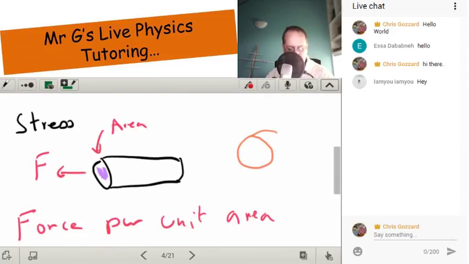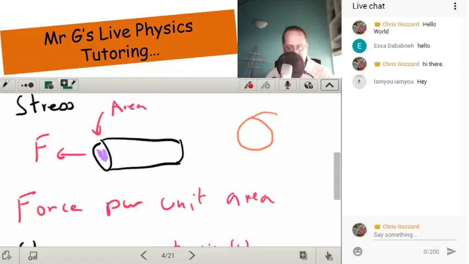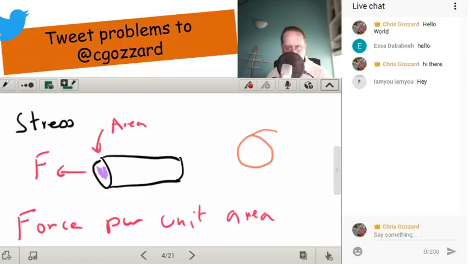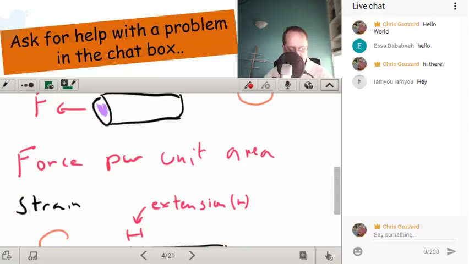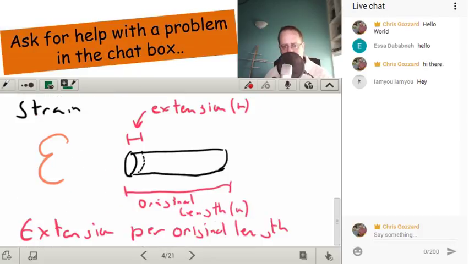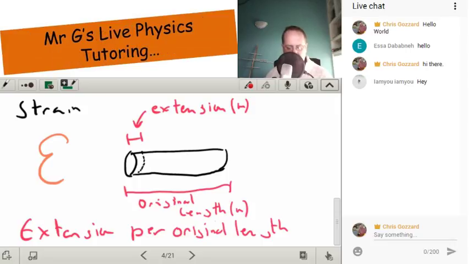Next thing you need to be aware of is stress, which is the force per unit area. It's got this weird little symbol, sigma. And also strain. Strain is the extension per original length.